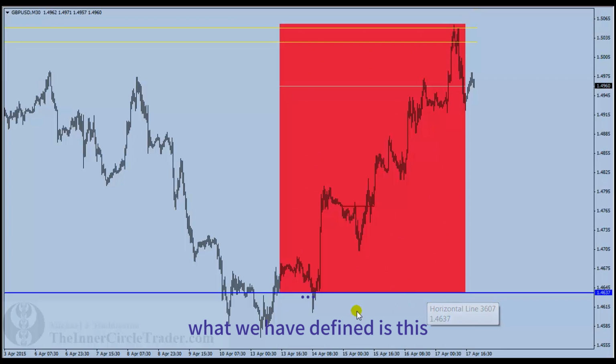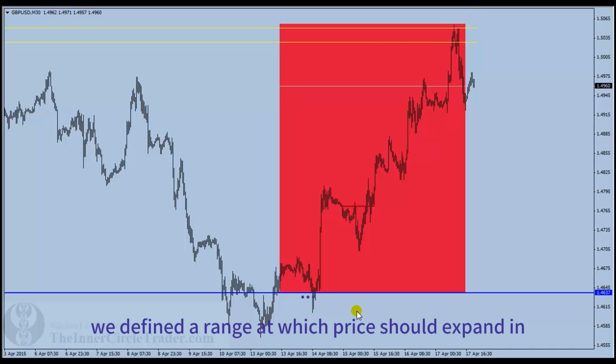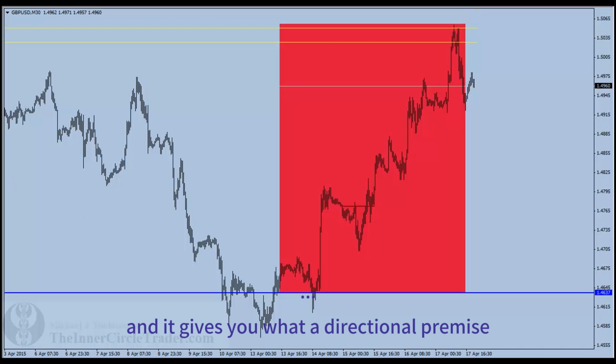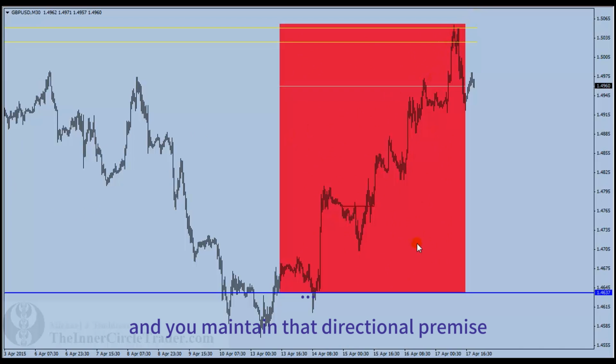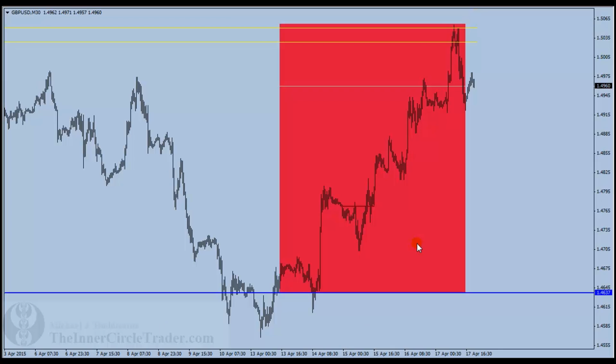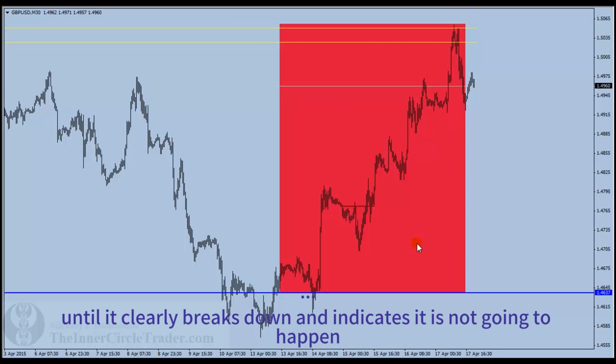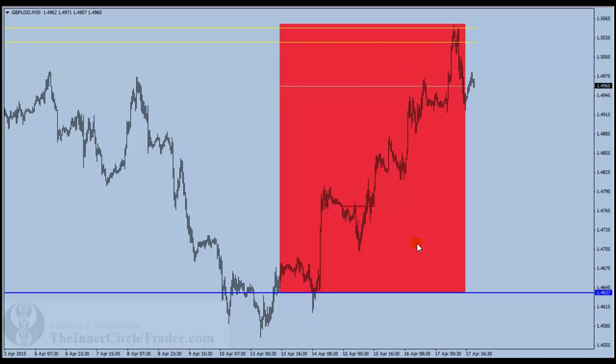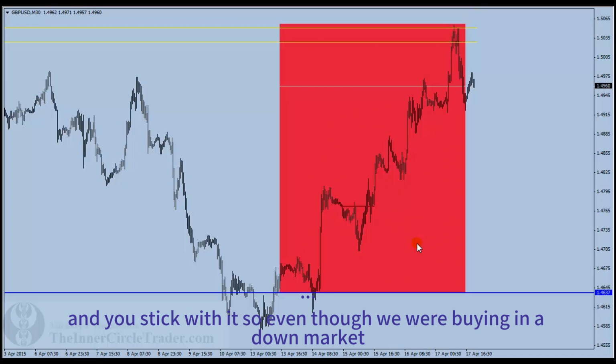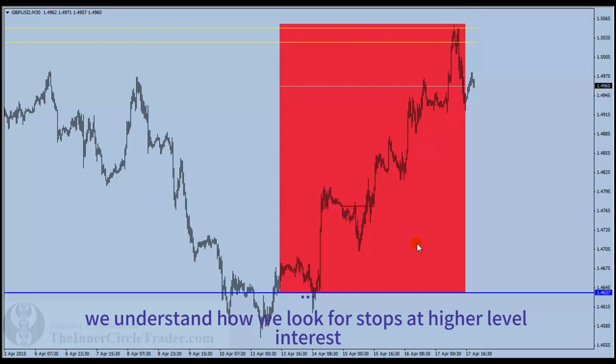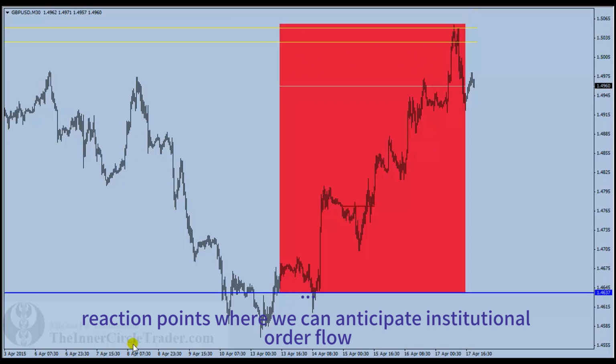So even though we were buying in a down market, we understand how we look for stops, higher level interest reaction points where we can anticipate institutional order flow to come into the marketplace, as we see here. And we wait for that to unfold each day using power 3, not even necessary to be in there day trading, but having the mindset of utilizing higher, wider stops and still being able to be a participant in these types of trades. Okay, so now let's look at what that did.